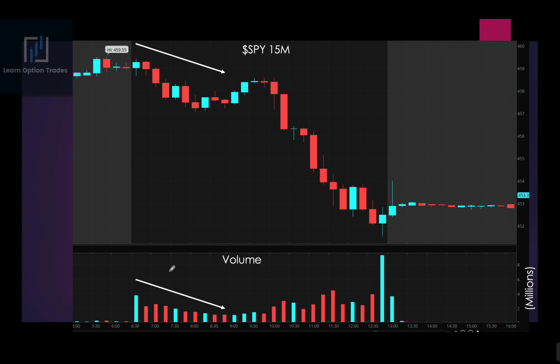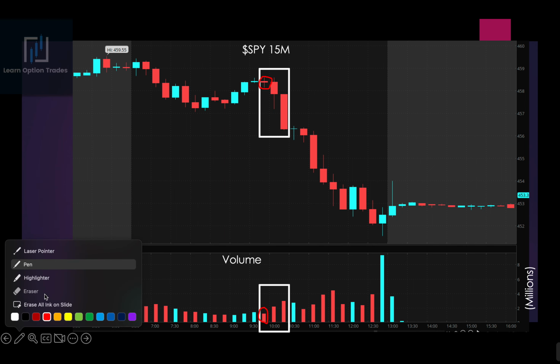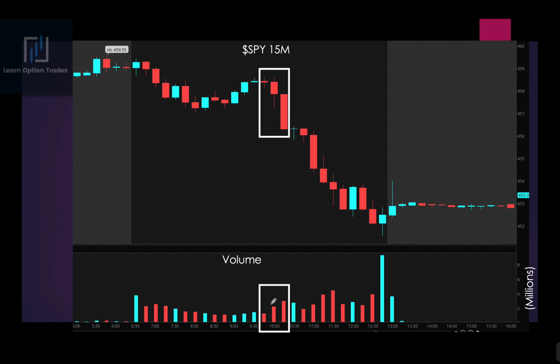Dang it. Okay, so hold on. Okay, I found an eraser. Let me erase this, and let me go back to my pen real quick. Sorry, bear with me. But look at this second volume bar, or look at this volume bar just in general.